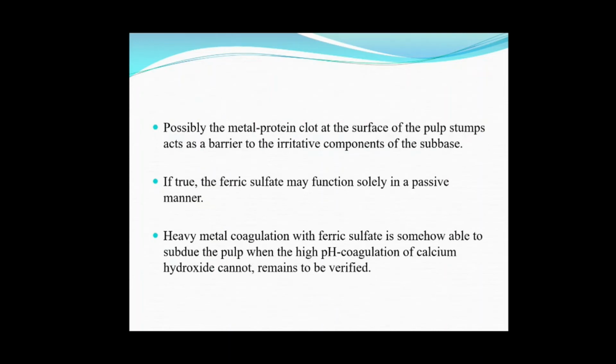Possibly, the metal protein clot at the surface of the pulp stump acts as a barrier to the irritative components of the subbase. If true, ferric sulfate may function solely in a passive manner. Heavy metal coagulation with ferric sulfate is somehow able to subdue the pulp when the high pH coagulation of the calcium hydroxide cannot. It remains to be verified.